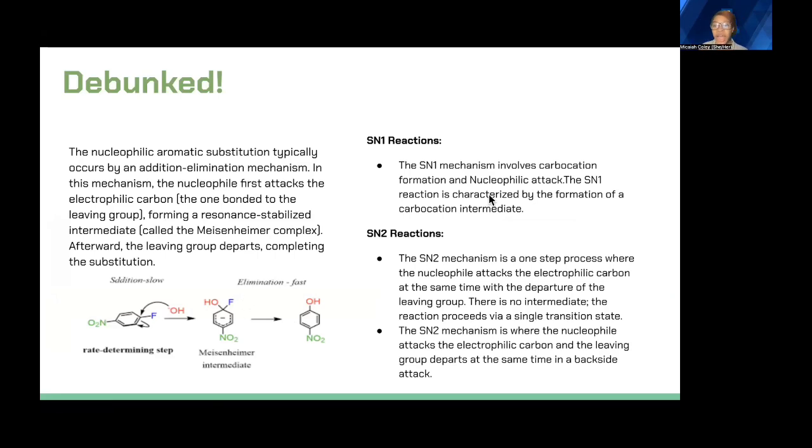In an SN2 reaction, this is a one-step process where the nucleophile attacks the electrophilic carbon at the same time as the departure of a leaving group. There is no intermediate found, and the reaction proceeds with a single transition state. And as well, this is where the nucleophile attacks and the leaving group departs.